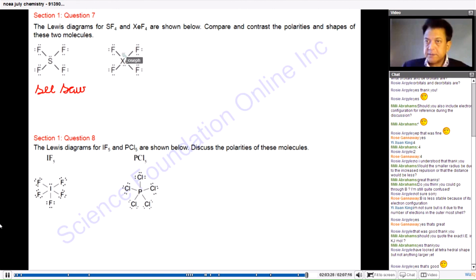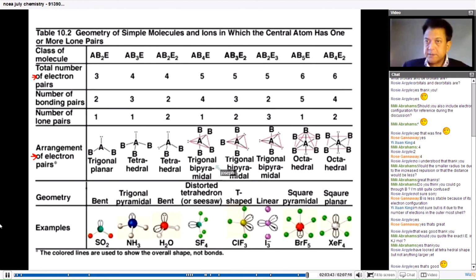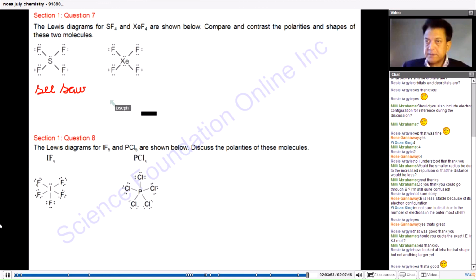Right. And this one similarly, XeF4, you can see that this has 6 pairs around it. So the octahedral arrangement, 2 of them are non-bonding. So this will be the square planar. And as you can see, that's what we had here. And they gave this actual example. There, the square planar arrangement, because the non-bonding pairs are on the vertical axis. So this will be square planar. Right.